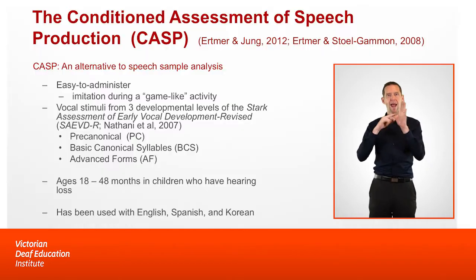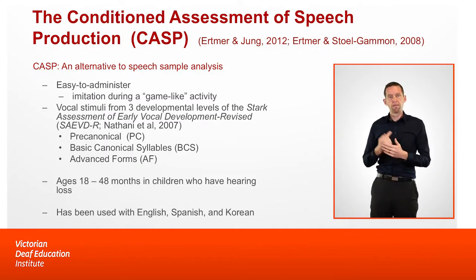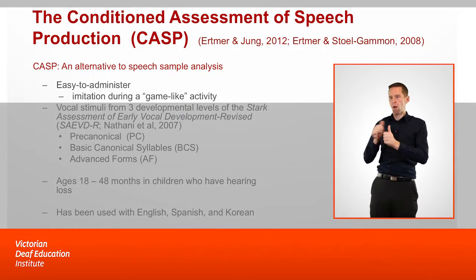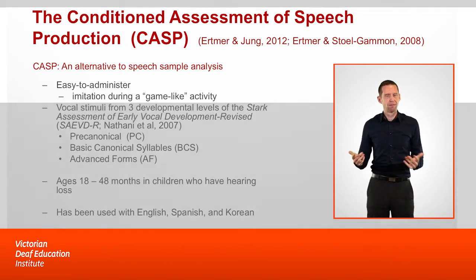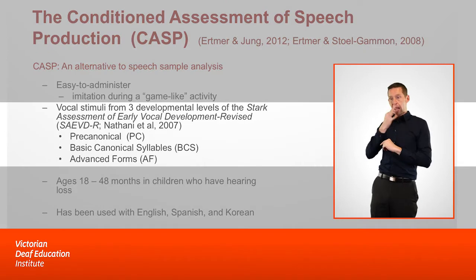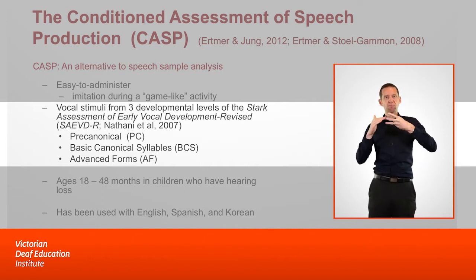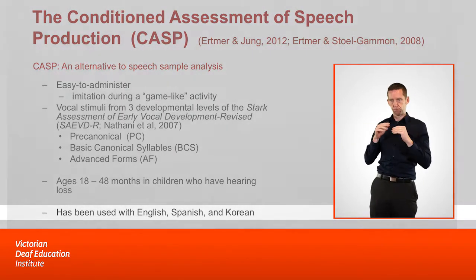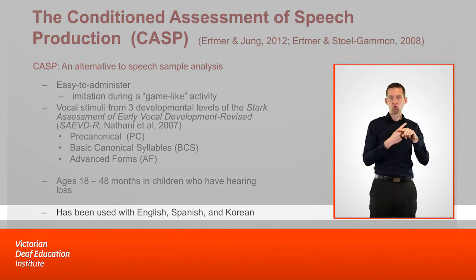So what I'm going to talk about first is a practical application called the Conditioned Assessment of Speech Production. I developed this tool with Carol Stoel-Gammon at the University of Washington. The CASP was designed to be an alternative to speech sample analysis, and it's easy to administer. It's an imitation game, and young children like to imitate. The stimuli that we ask the children to imitate are from the 3 developmental levels of the Stark Assessment of Early Vocal Development: the pre-canonical, the basic canonical syllables, and the advanced forms that you're familiar with. We've given it to children from 18 to 48 months who have hearing loss, and it's also been used in different languages, English, Spanish, and Korean to date.